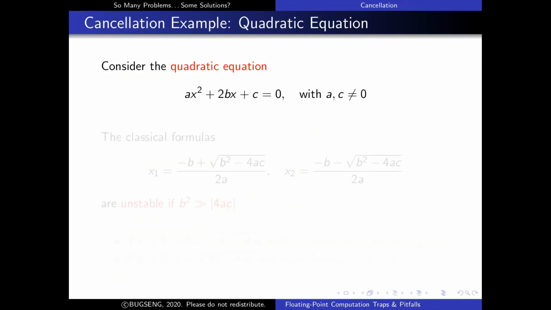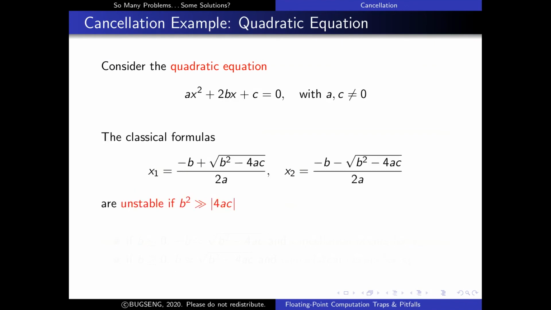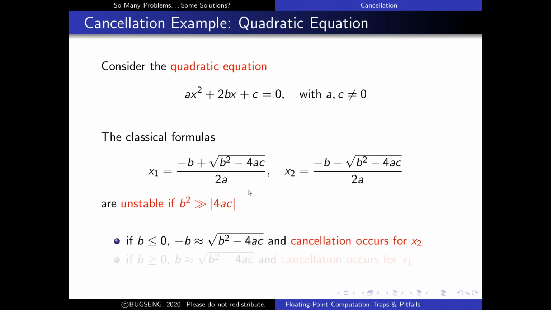Okay, cancellation. Let's consider the quadratic equation that everybody knows. So we all know the classical formulas for the solutions. In general, this has up to 2 solutions in the reals. Okay, it's unstable because of cancellation. It is unstable when we have that b squared is much larger than 4ac. So in this case, we might have cancellation.